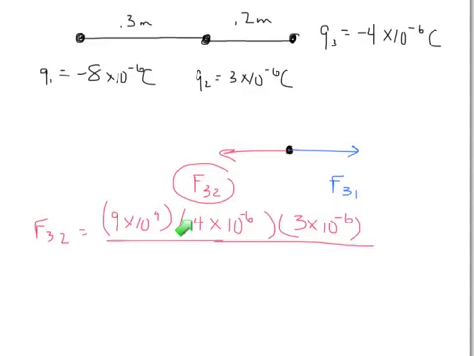This is all over R squared. What is the distance between them? Yeah, 0.2 meters. That is the distance, and then let's square it. That will give us F32.